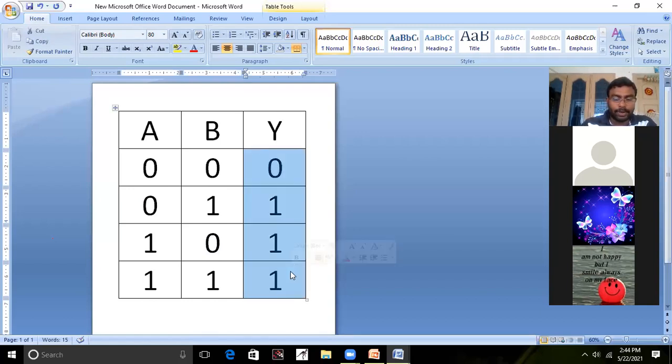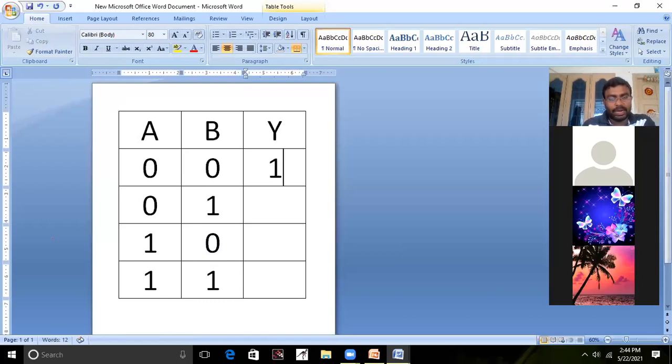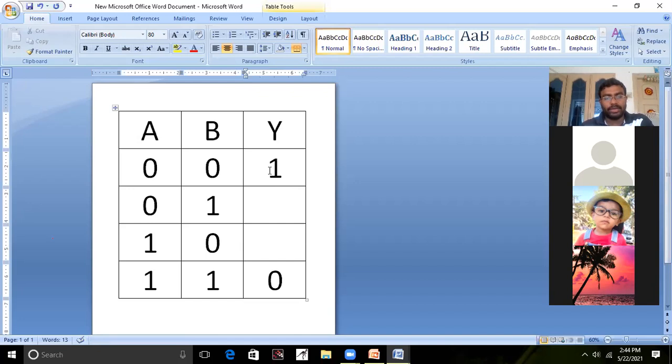Now I will go for the NOT gate. The NOT gate is different. A is my input, a single input. If 0 is the input, the output is 1. If 1 is the input, the output is 0. So there are only two conditions based on the single input I am taking. These are the truth tables for the basic gates: AND, OR and NOT.